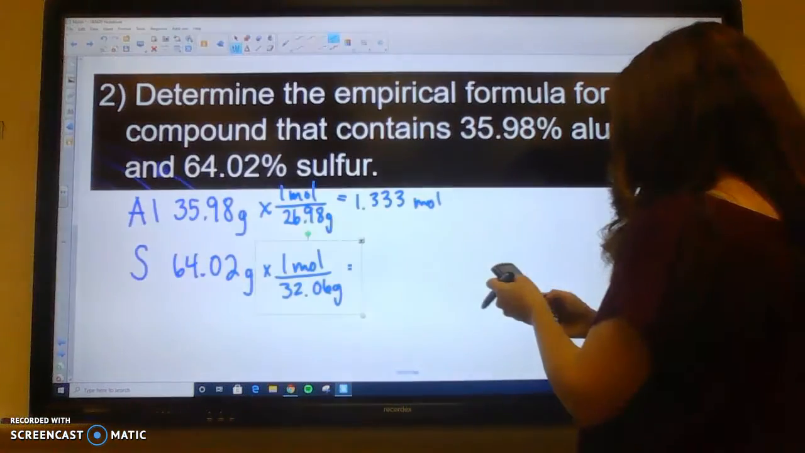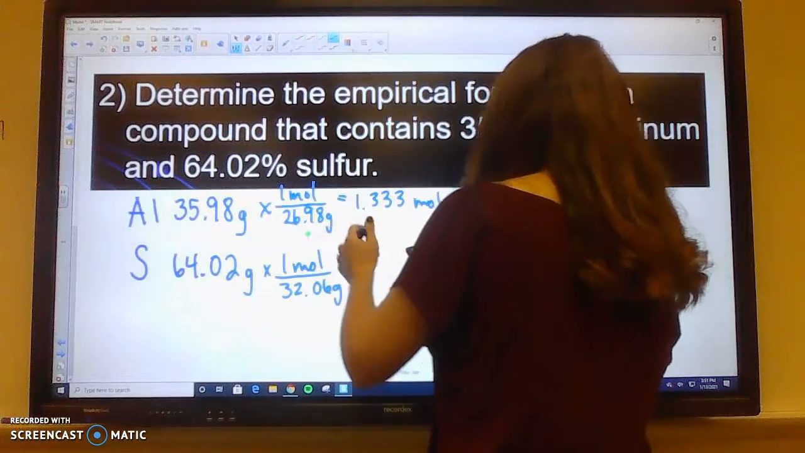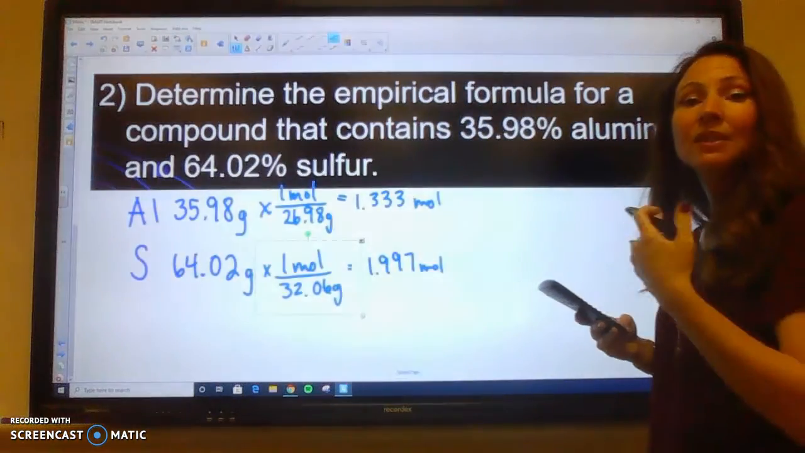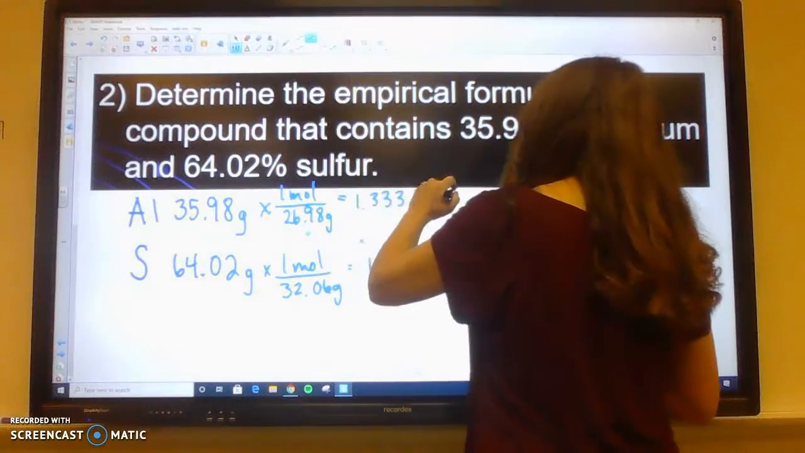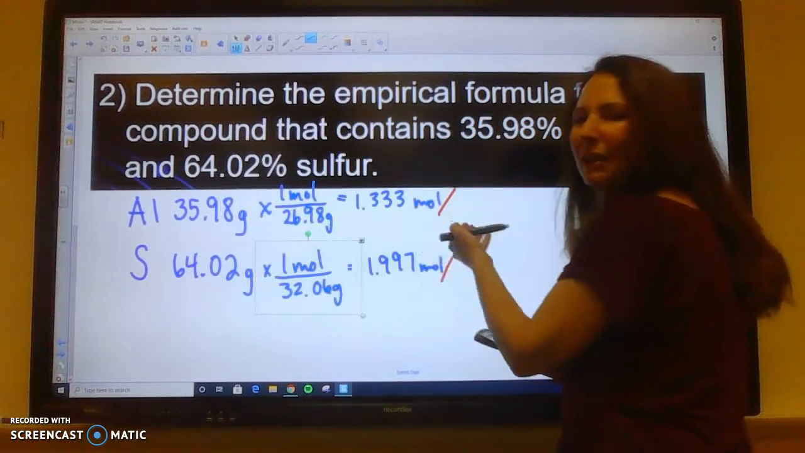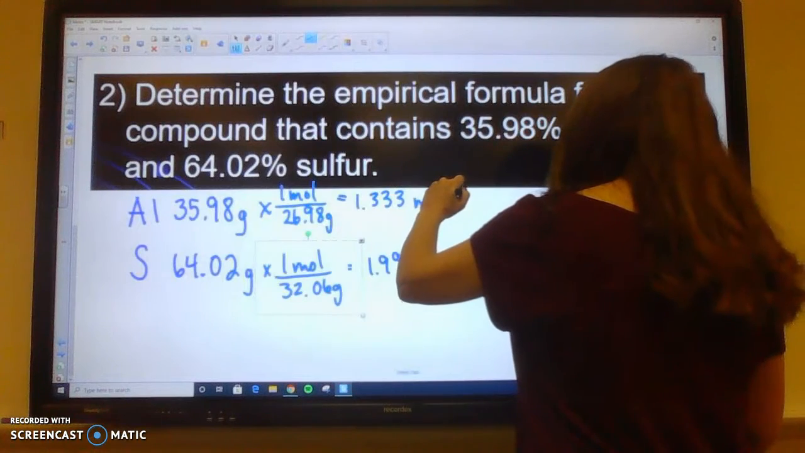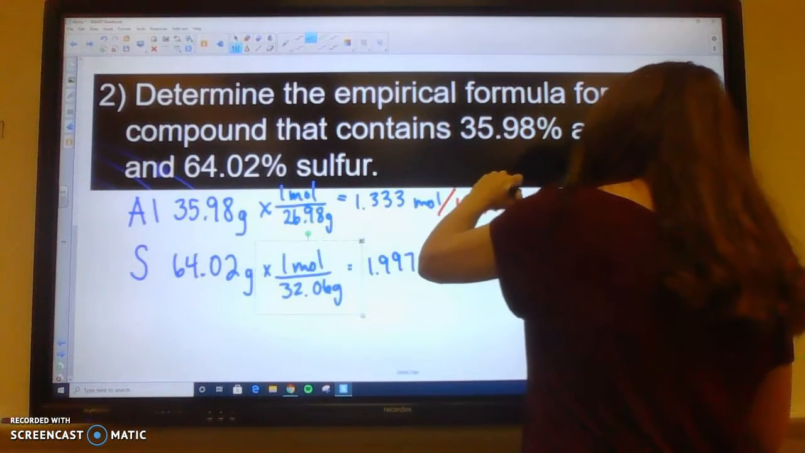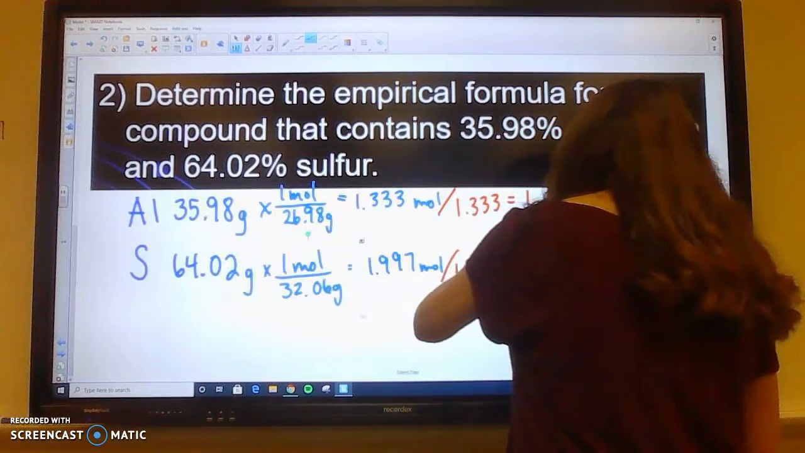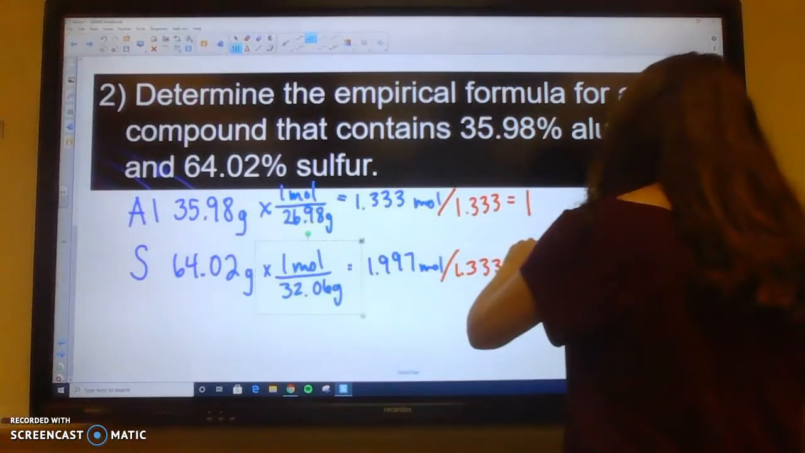So that gives us 1.997. Third step, divide by the smallest. Notice that when I do my third step, I make my division look a little different than this division. That way I can kind of tell them apart. This one's just a horizontal line. This one's a diagonal line. So this is obviously our smallest number. Again, it's not always the top number, but it keeps working out that way, doesn't it? The bottom one, we're going to divide by 1.333. That is going to give us 1.498.